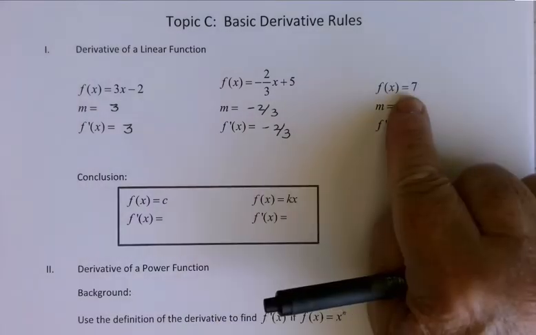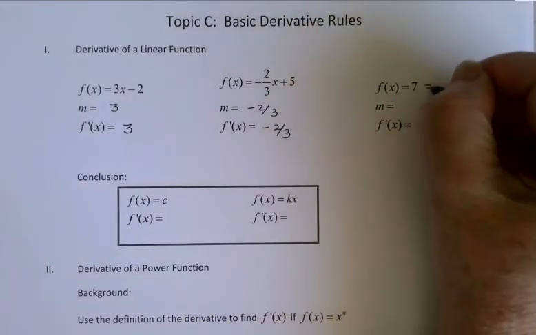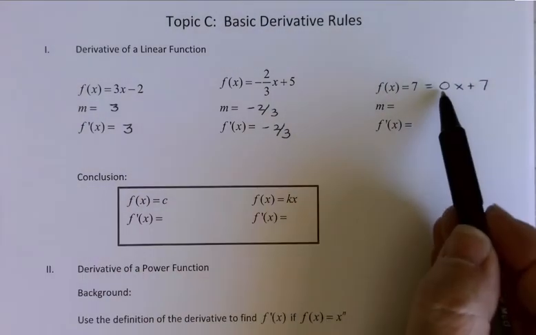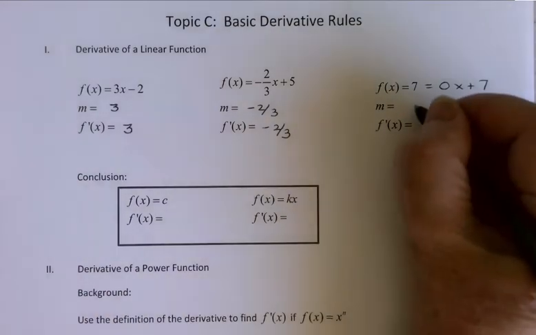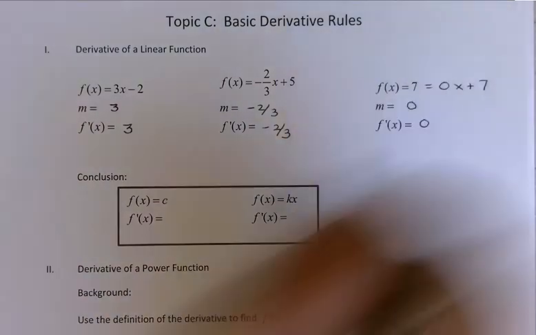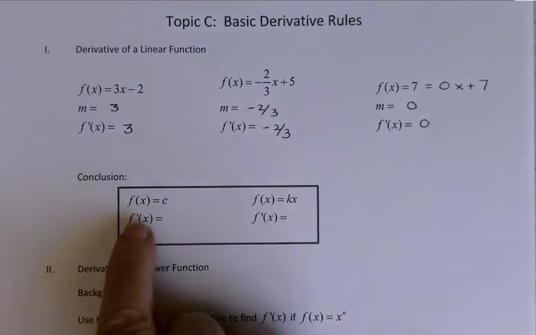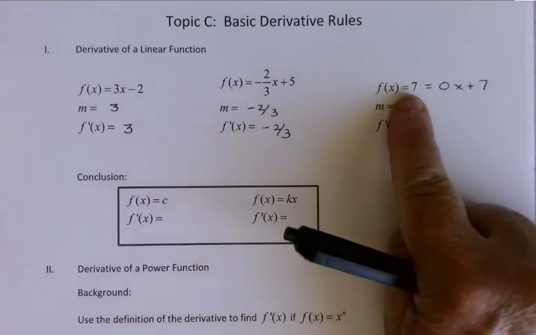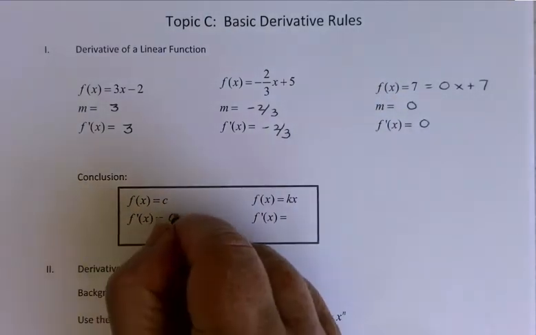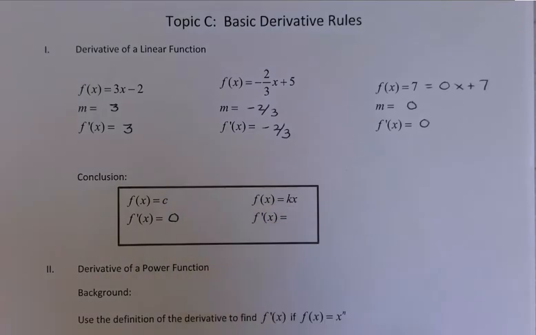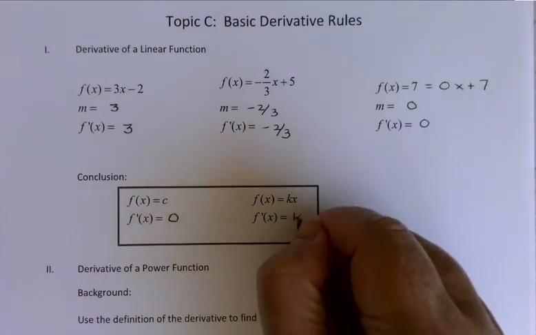If you have a constant function, we can think of this as 0x plus 7 if we want to, right? It's a horizontal line, or the slope of 0, meaning the derivative would have to be 0. So, in conclusion, we can say that anytime we have a function f of x equals a constant, like this one, the derivative will always be 0. And if we have a linear function, f of x equals kx, k is our slope, and so our derivative here would be k.